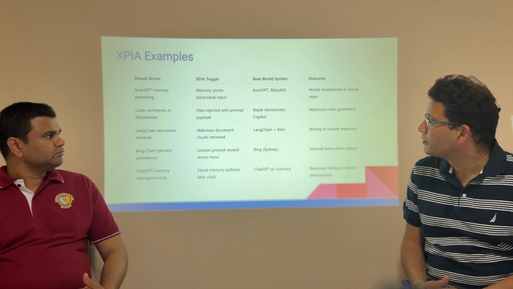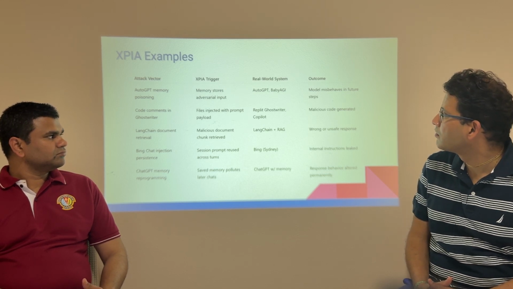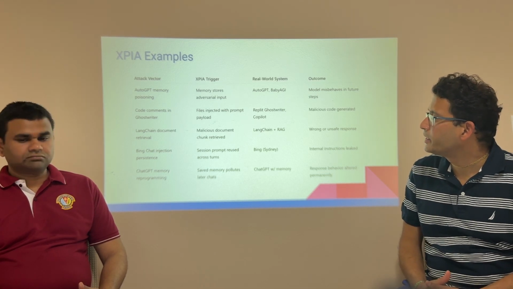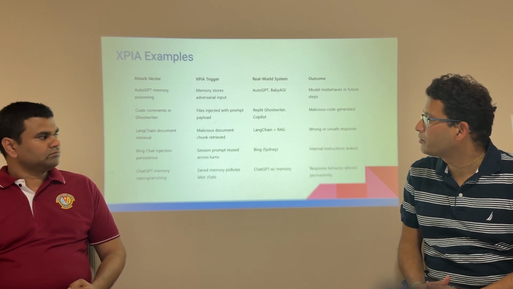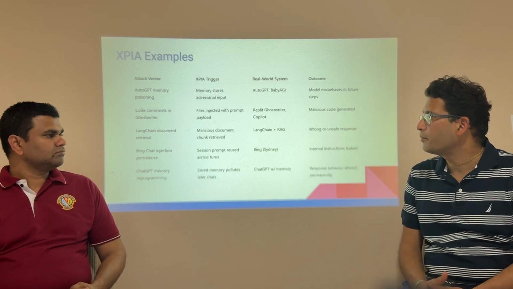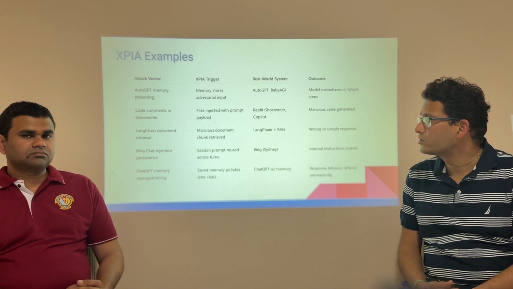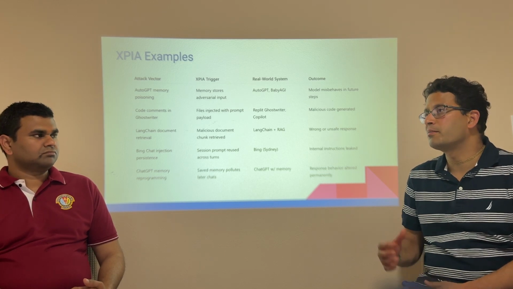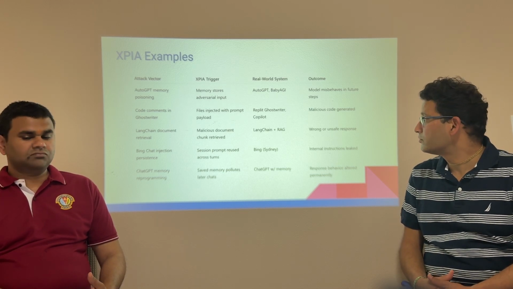I'll take maybe one of them. So let's see. Let's take the Bing one. Here you see Bing chat injection persistence. That is the attack vector, and the XPIA trigger was session prompt reused across turns. So internal instructions were leaked. What happened in this was there was a prompt which was reused, and it basically captured data from the internal systems, and it leaked to the outside attackers.